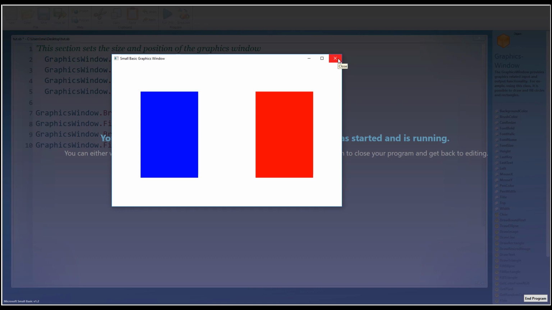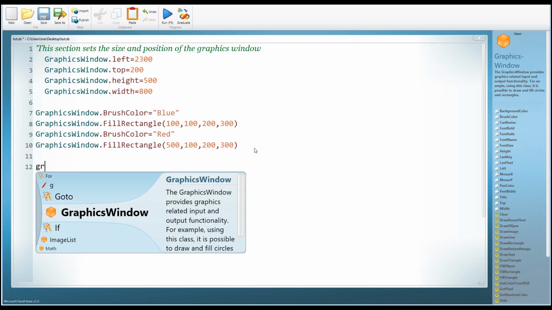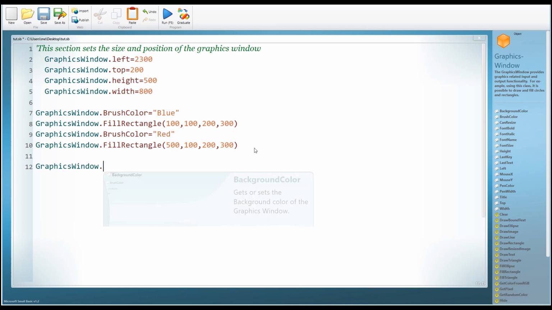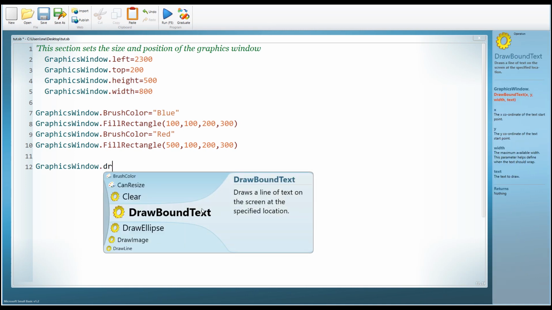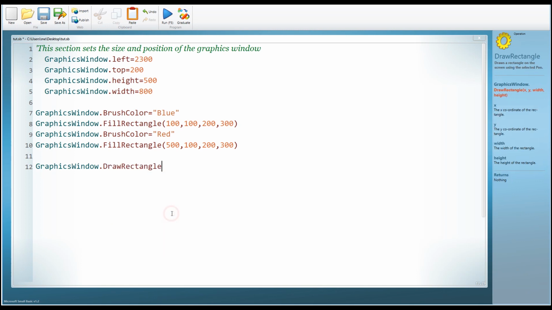So let's draw an outline, shall we, next? Now for the outline, we need, instead of a fill rectangle, we need to draw a rectangle. Remember that drawing is the line around the outside. Fill is obviously filling whatever that shape is. So here we're drawing a rectangle.